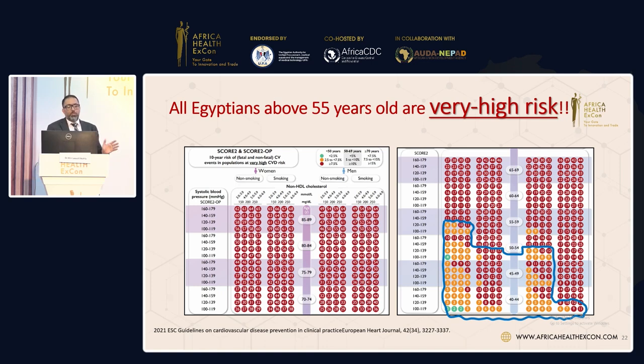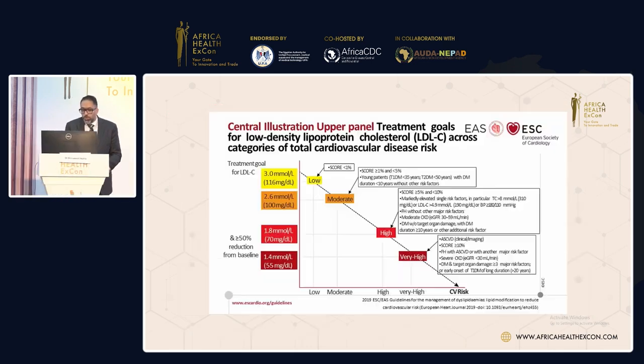So all of us mostly are very high risk, and all the females who are smokers are very high risk, and all men smokers in Egypt are very high risk. So the magnitude of the problem is very high, we must face it.